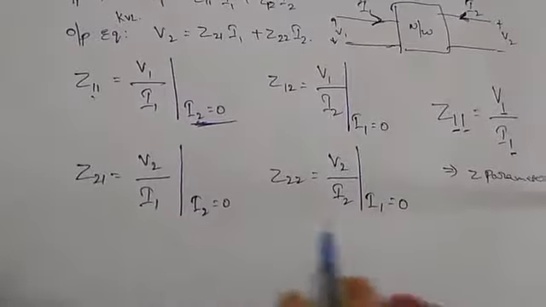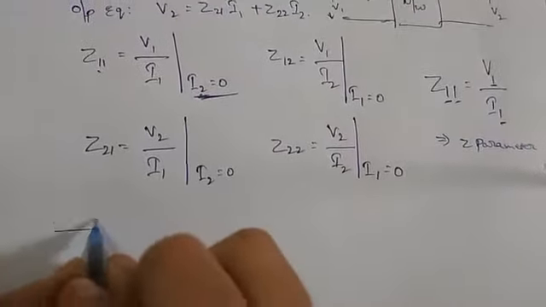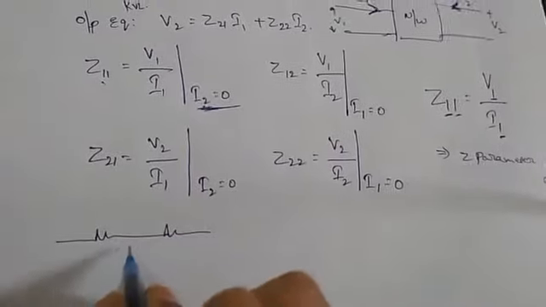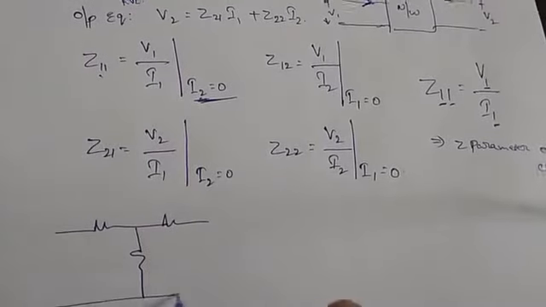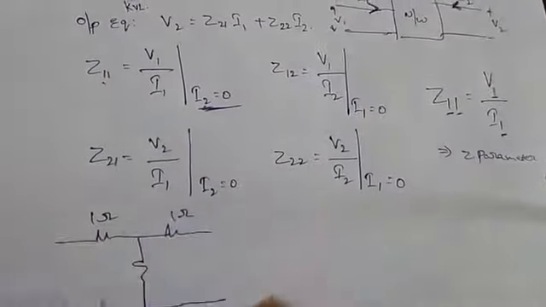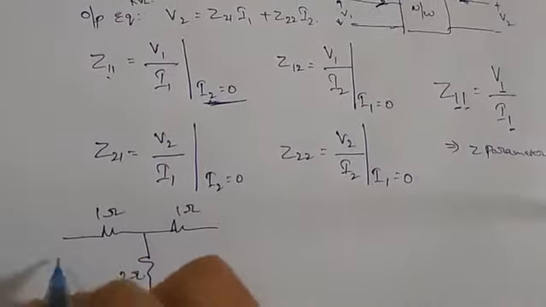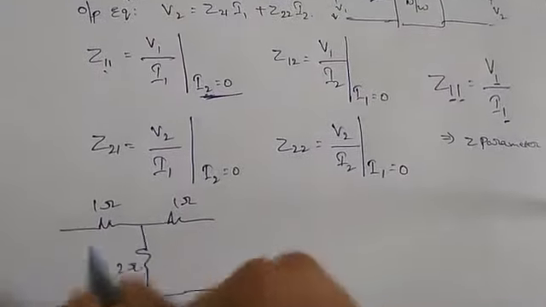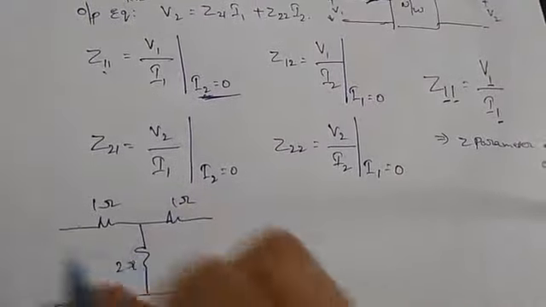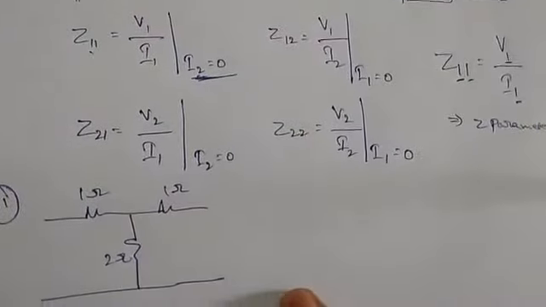This is your Z parameters. Here I am just considering a small network. Later we will calculate for larger networks. I just want to find what the Z parameters are for this circuit.